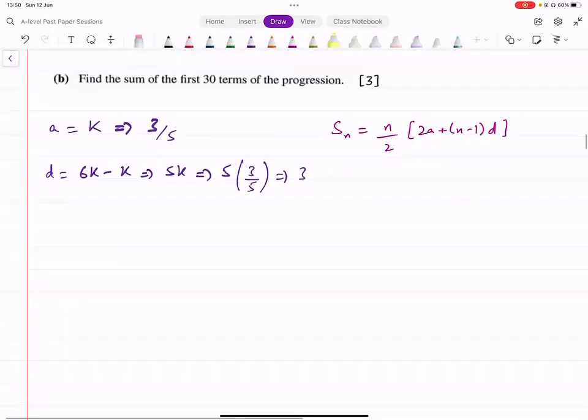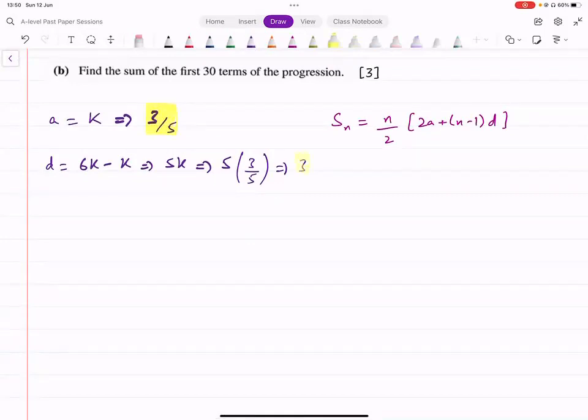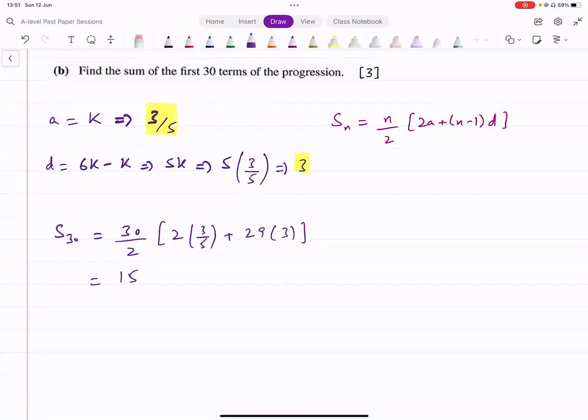So you've got the first term now, and you've got the difference now. You can just input these values in the formula for sum of an AP. S30 is equal to 30 over 2 multiplied by 2 into the first term, that is 2 into 3 over 5, plus n minus 1, that's 30 minus 1, which is 29, times the difference, into 3. Let's evaluate this. Outside, we've got 15, 30 over 2. And inside, we've got 6 over 5 plus 29 into 3. Yeah, so 6 over 5 plus 29 into 3. So I'm getting 441 divided by 5 inside.